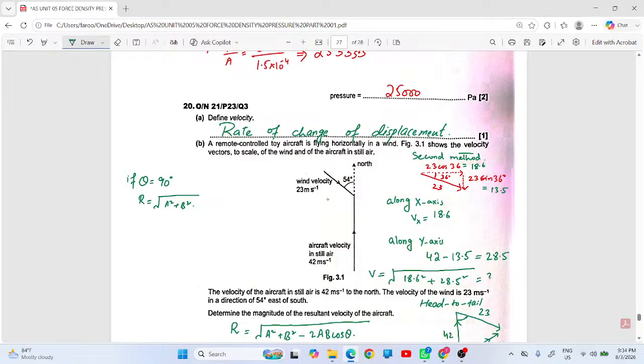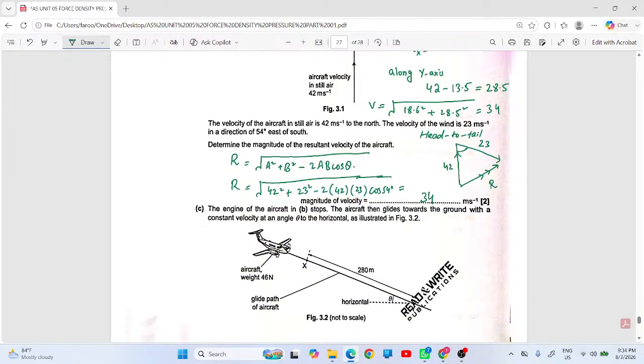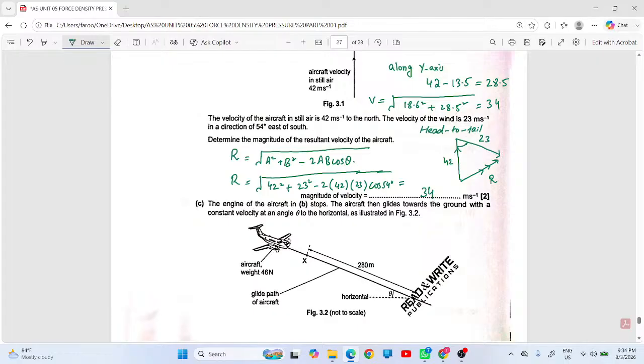34. पीछे क्या आया था? 34 ही था ना? Okay. बस ठीक है, कोई बात नहीं.